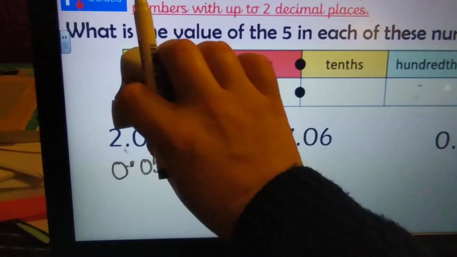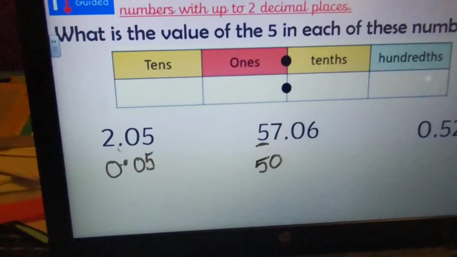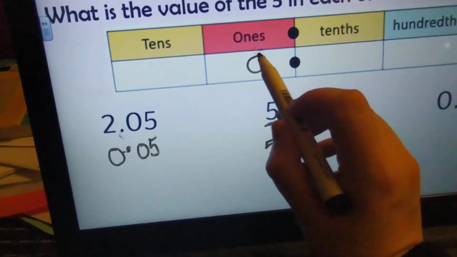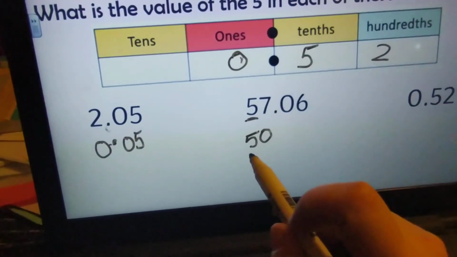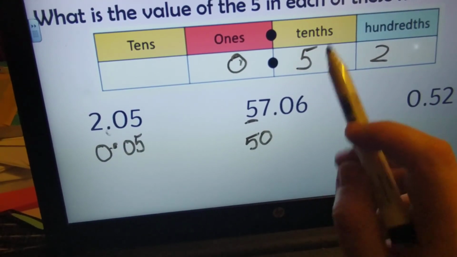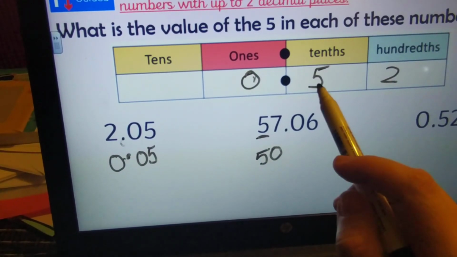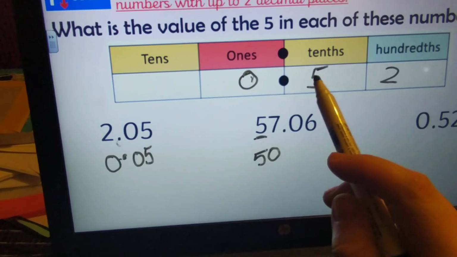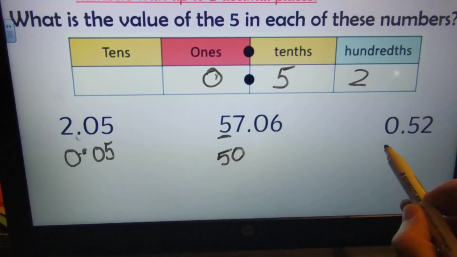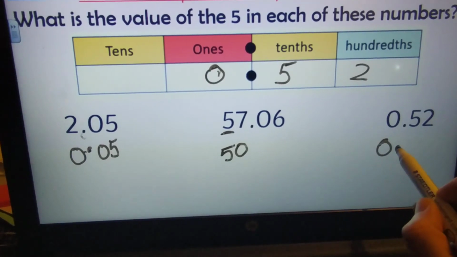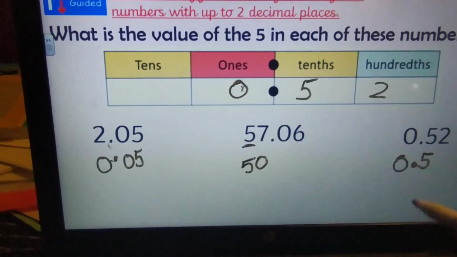Fab. So last one. We have got 0.52. So again, I'll write it onto the grid. 0.52. And we are trying to find the value of this bit here. So the 5 is in the tenths column. So it's 5 tenths. So we would need to write out the 0 and the decimal point and the 5. So this says 5 tenths.